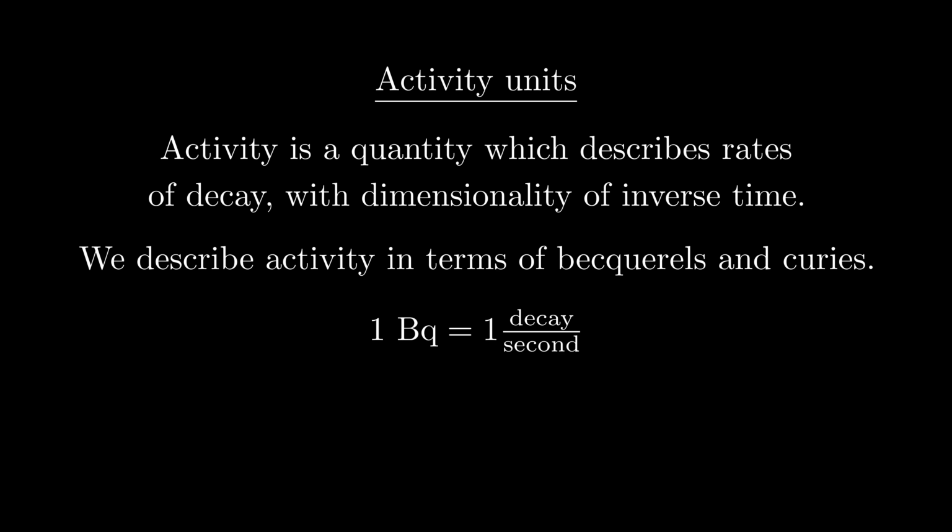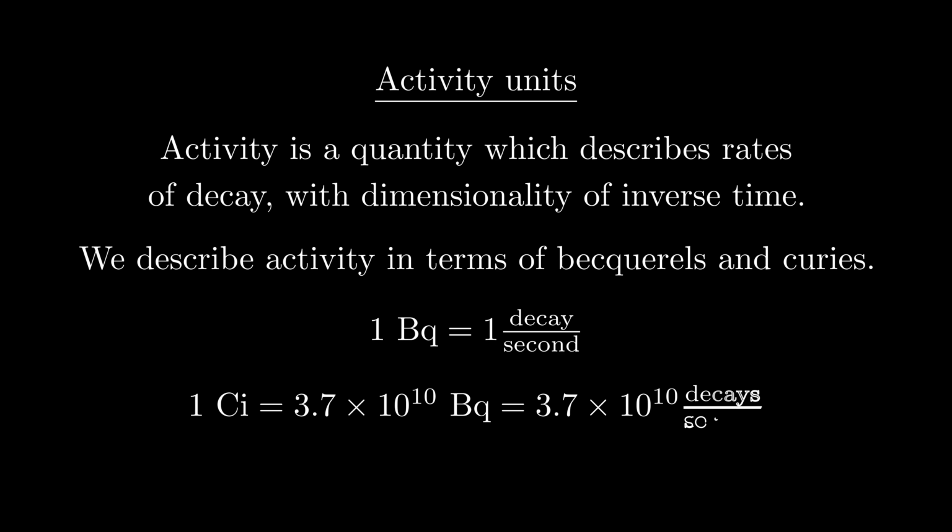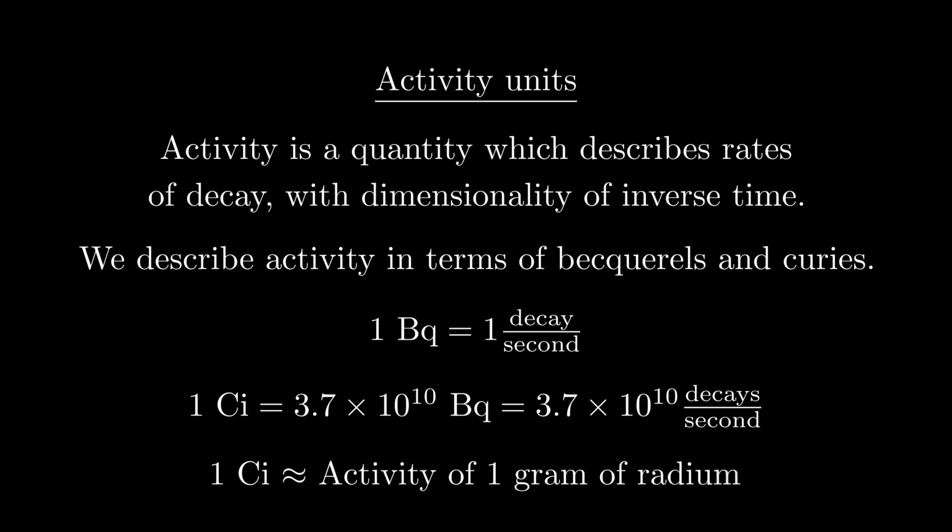We describe larger activities in terms of curies, named of course after Marie Curie. 1 curie is equal to 3.7 times 10 to the 10 becquerels, or 37 billion decays per second. This is roughly the activity of 1 gram of radium. Now modern measurements put the actual specific activity of radium-226 closer to 3.66 times 10 to the 10 becquerels per gram, but by the time this measurement was conducted, the unit had already been defined.